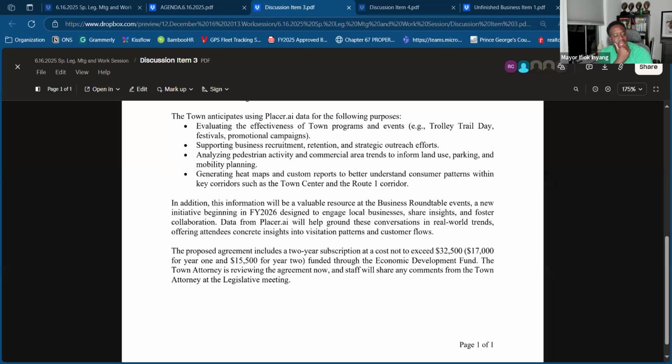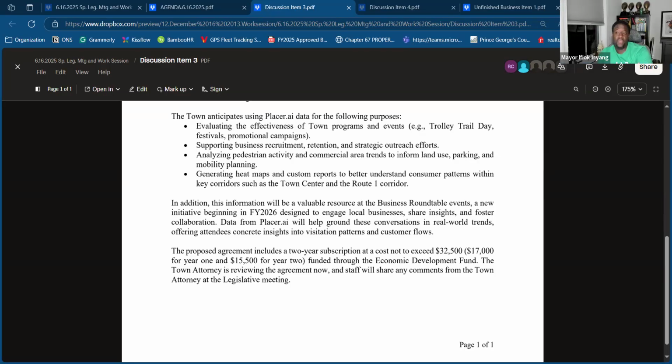Is the idea that this would be town-wide, or would it have to be specified for particular areas within the town? The information that Placer has is already town-wide. This would just be for our access to it. So if College Park or Hyattsville would like to see what's happening in town center, they would still be able to access that information. But this would be for the town to access that information town-wide.